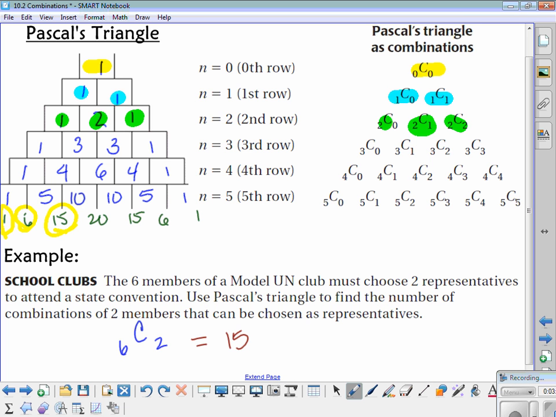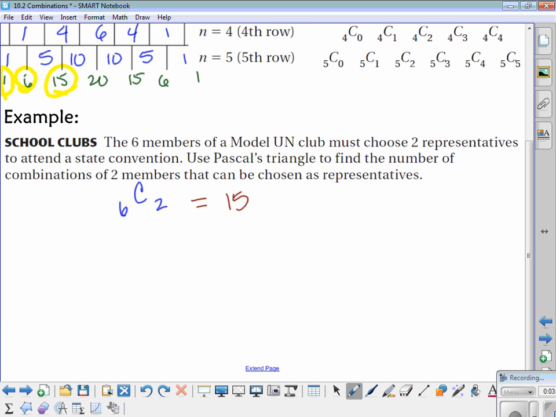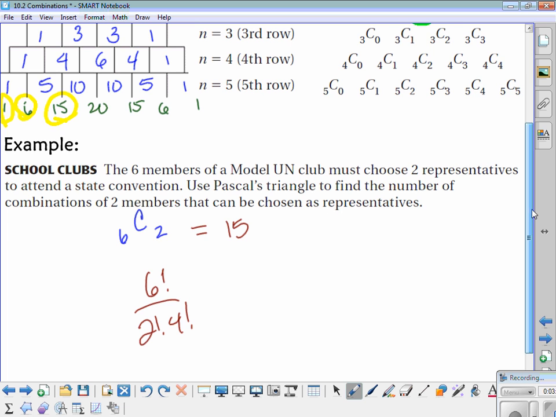15. So it works like a shortcut, doesn't it? Instead of doing your 6 factorial, 2 factorial, 4 factorial, I can just look at the triangle and count from 0, 1, 2 and figure it out. Kind of cool, huh? So any questions about what I just did there?